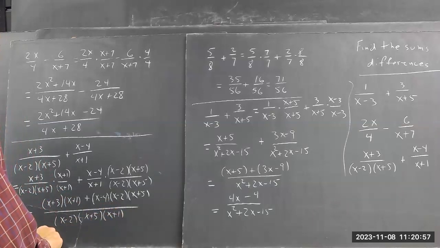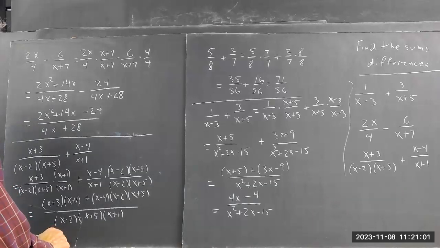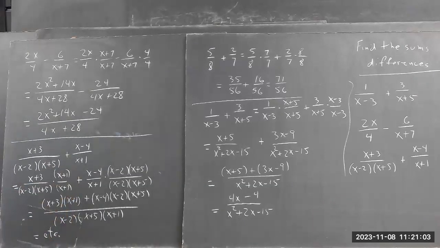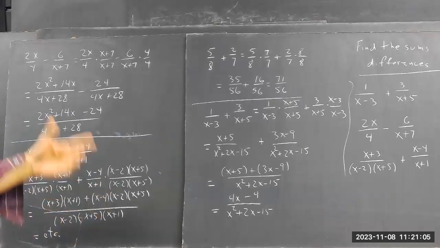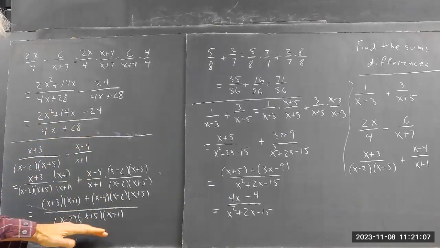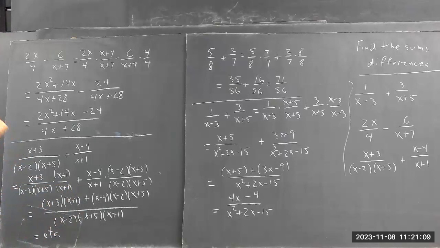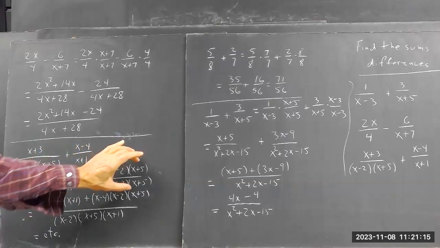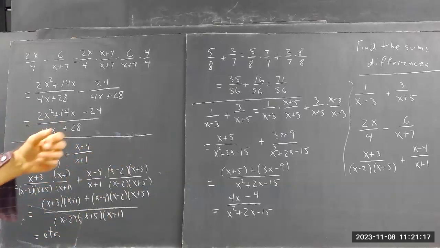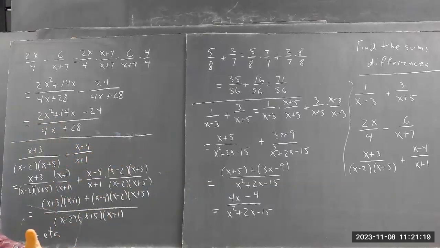And at this stage, I'm going to say there's more to do, but I'm just going to say equals, etc. We need to multiply these out and try to factor them, and we're not at the point where we can do that. But we are at the point where we can see what the common denominator has to be and multiply each fraction, numerator and denominator, by whatever it takes to make the denominators the same.